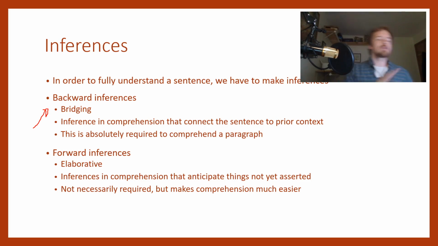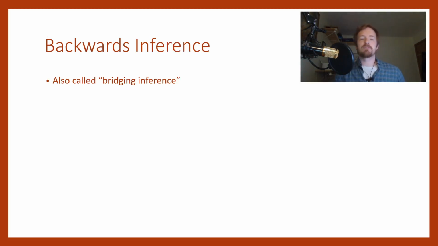So we have these two different inferences moving back and forward, where backward inferences are required to think about how new information is relevant to what we just learned, and forward inferences is taking what we've just learned and speculating about how it might fit into what we're about to read and about to hear.